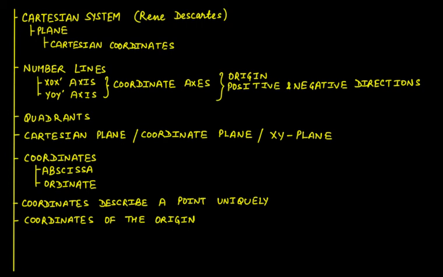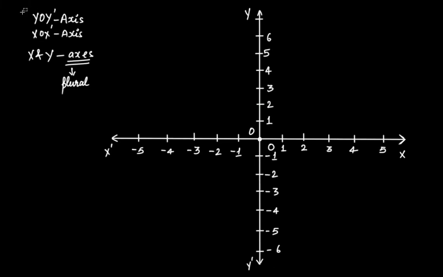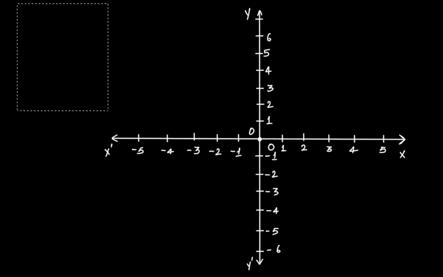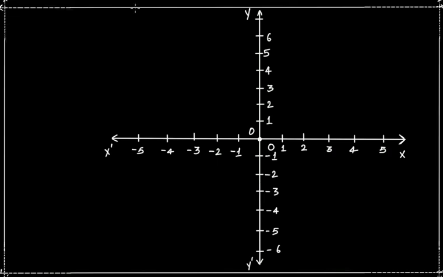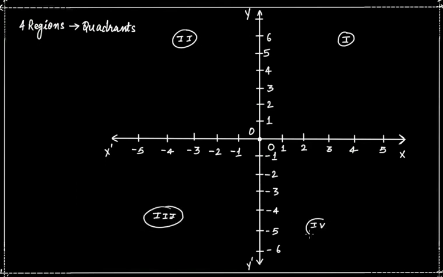Now, this was our number line, and this was our number line, and this was our plane, right? So what we have actually done here is divide this plane into four regions. The four regions are called quadrants. This region is quadrant 1, this region is quadrant 2, this region is quadrant 3, and this region is quadrant 4.